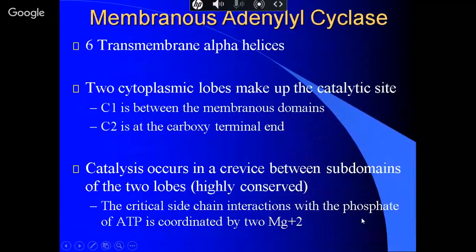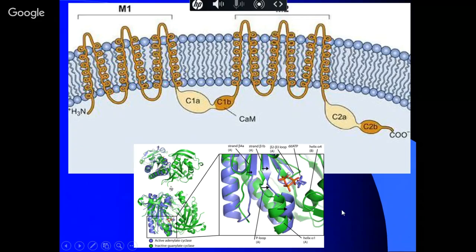If you look in general at the 9 membrane adenylate cyclases, they have 6 transmembrane alpha helices, so it's going to go through the plasma membrane 6 times. And then they're going to have 2 cytoplasmic lobes, which make up the catalytic site. Depending on the group of alpha helices, they're either going to be C1 or C2. And the catalysis occurs in a crevice that's formed by the 2 of them, okay? And let's look at that.